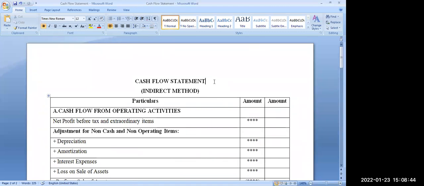So cash flow statement of which company? What is the company name? X Limited. Cash flow statement of X Limited. For which year? 31st March 2002. Okay, current year 2002.